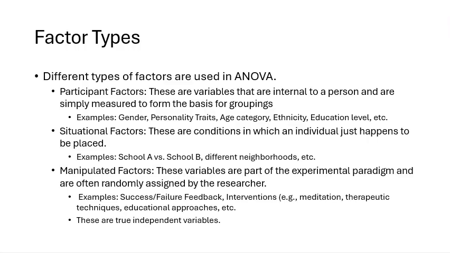And then we have manipulated factors, factors that are part of the experimental paradigm and are often randomly assigned by the researcher, like success-failure feedback, interventions like meditation or therapeutic techniques or educational approaches, etc. And if they're randomly assigned, they're true independent variables.